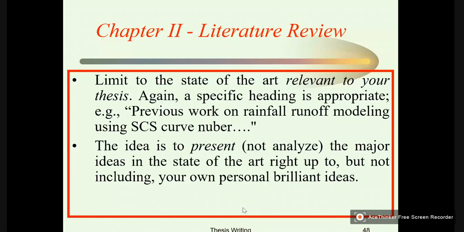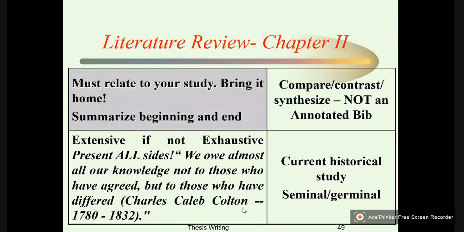The idea is to present, not analyze, the major ideas in the state of the art, right up to, but not including, your own personal brilliant ideas. You don't include your ideas, only what others have done. So, previous work on rainfall runoff modeling using SCS curve number. You may either use the SCS curve number method or some other method, but it must relate to your study. That means you should be in a comfortable position that whatever you study is related to your work.